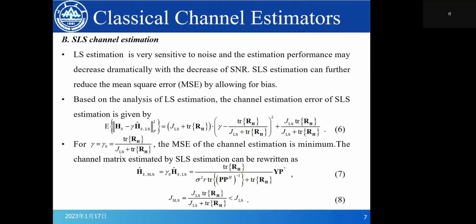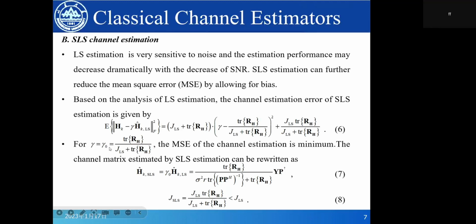Next, we will introduce SLS channel estimation. As we all know, LS estimation is very sensitive to noise, and the estimation performance may decrease dramatically with the decrease of SNR. SLS estimation can further reduce the mean square error (MSE) by allowing for bias. Based on analysis of LS estimation, the channel estimation error of SLS estimation is given by equation 6. So we can see SLS is based on LS.